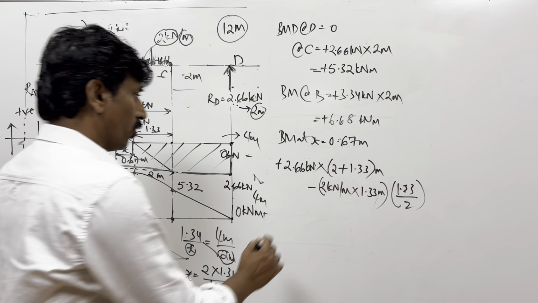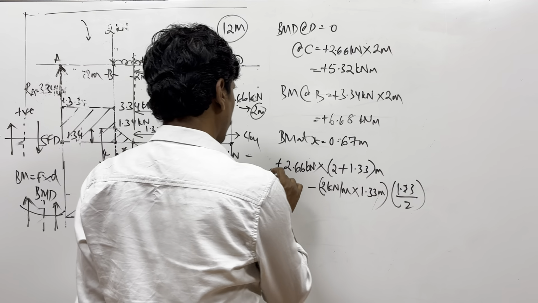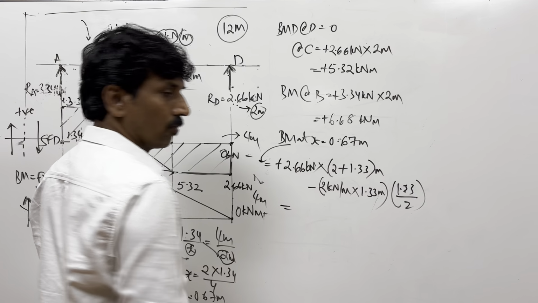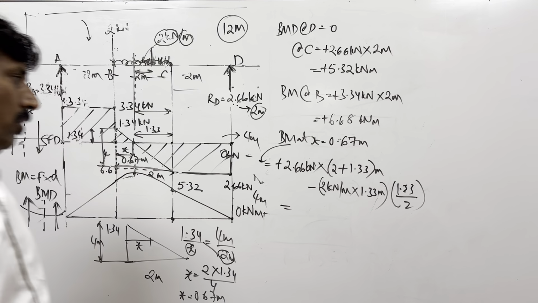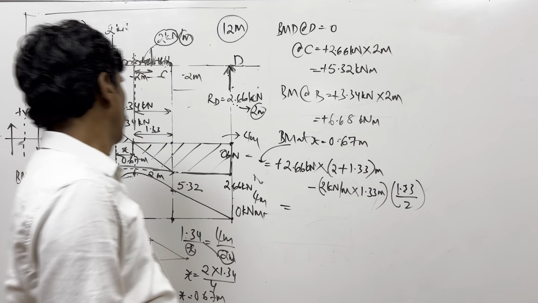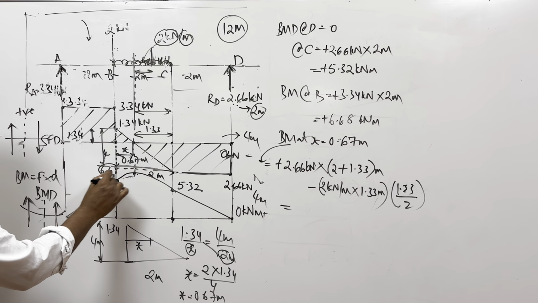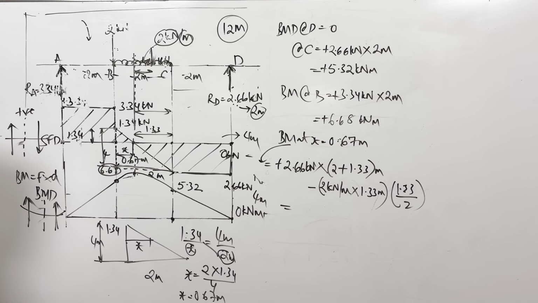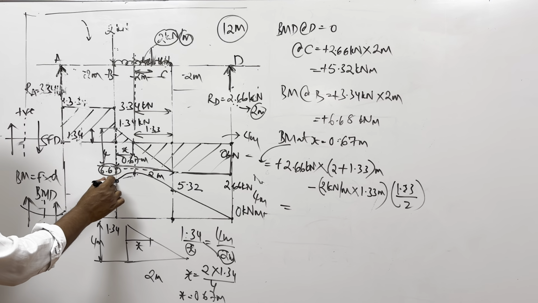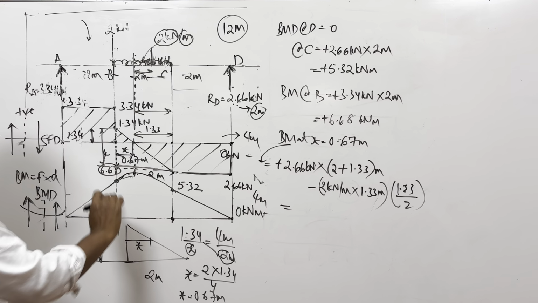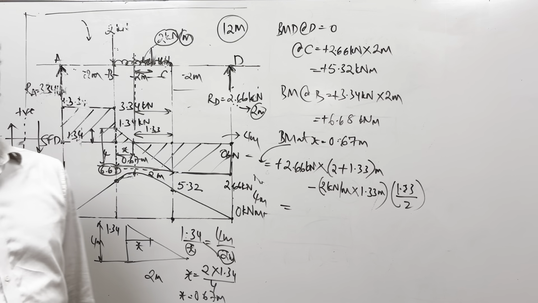Okay. So can I calculate the answer now? Bending moment at x. So how much is the answer? It should definitely be more than 6.68, because 6.68 was here and 5.32 was here. Since it is a parabola, it should be like this.